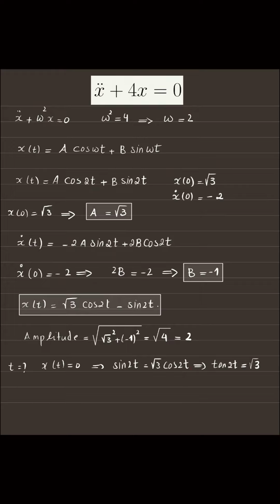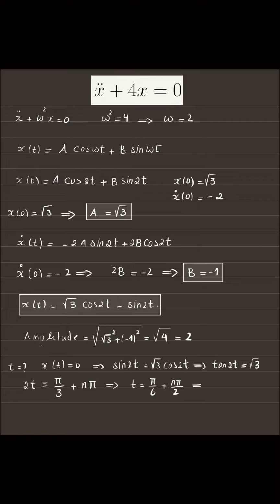Cosine 2t is not 0, because if cosine 2t is 0, sine 2t should also be 0, but we know that sine 2t and cosine 2t cannot simultaneously be equal to 0. So I'm on the safe side. So I divide everything by cosine 2t, then I get this one. So this means that I get infinitely many solutions. So 2t is pi over 3 plus any integer multiple of pi. I divide everything by 2, so t becomes pi over 6 plus n pi over 2.